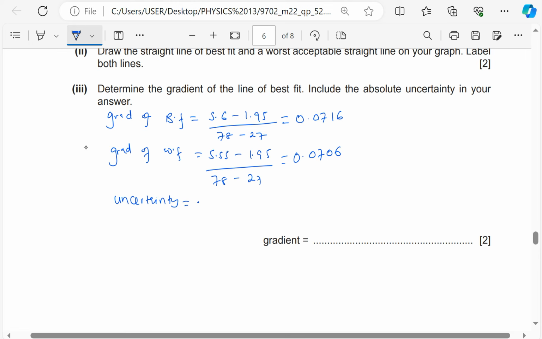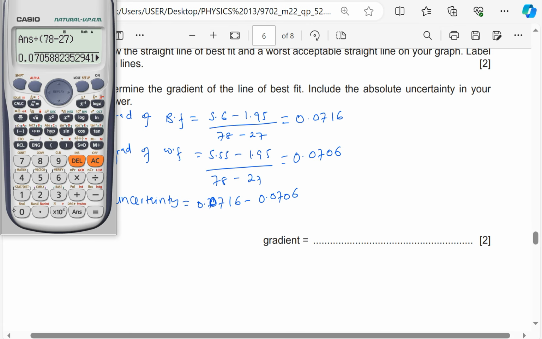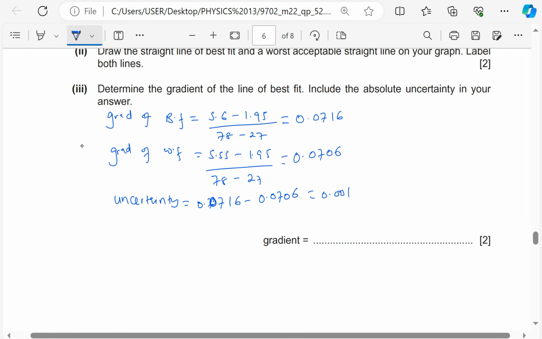Did I change these lines? Which one is steeper? Oh, I drew the worst, the shallowest. So it is going to be 0.0716 minus 0.0706, which is 1 times 10 to the power of minus 3, or it is 0.001.